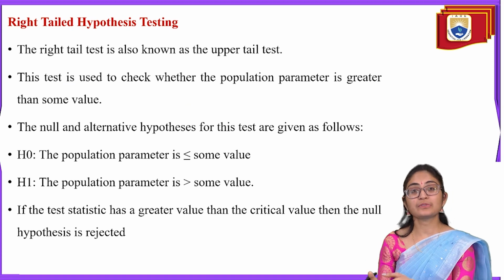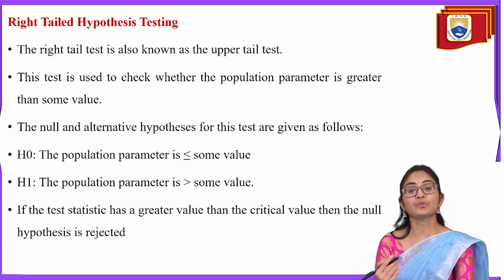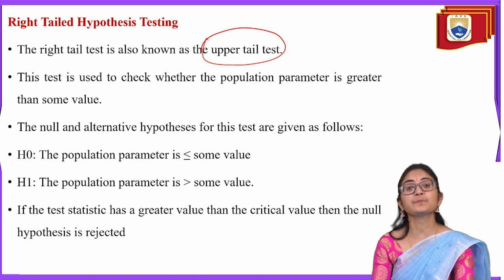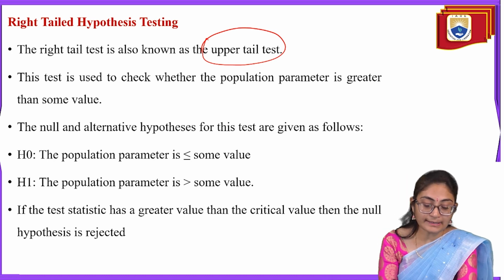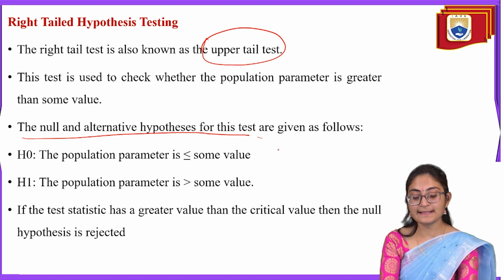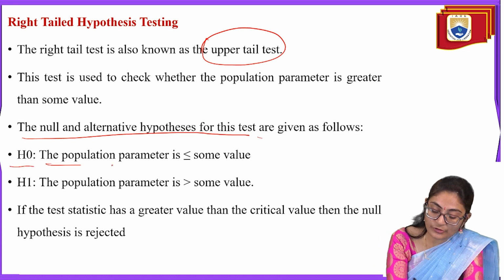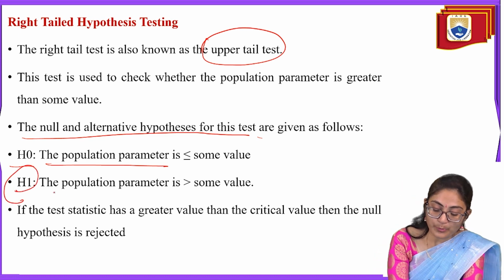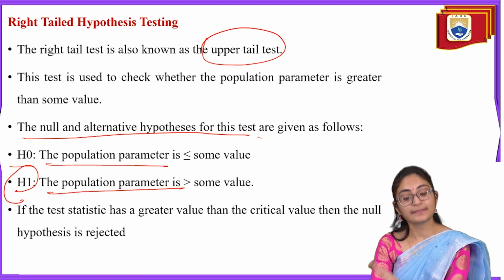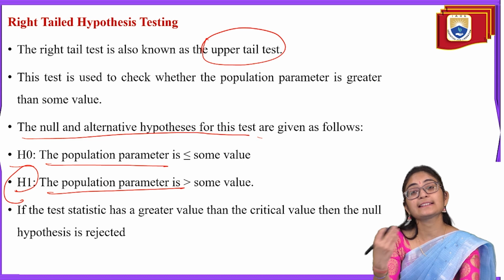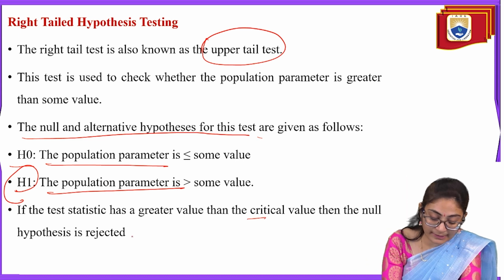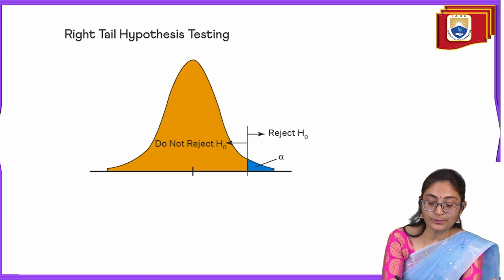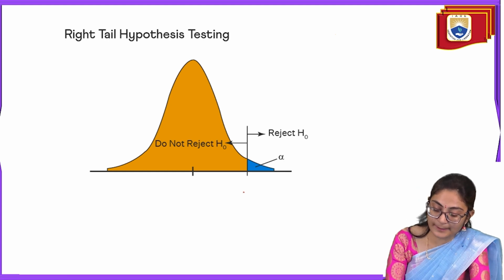Now, right tail hypothesis testing. A right tail test is known as the upper tail test. And this test is used to check whether a population parameter is greater than some value. The null and alternate hypotheses for this test are given as H0: population parameter is less than or equal to some value, H1: population parameter is greater than some value. And if the test statistic is greater than the critical value, then your null hypothesis will be rejected.